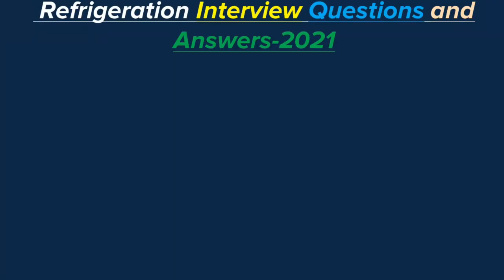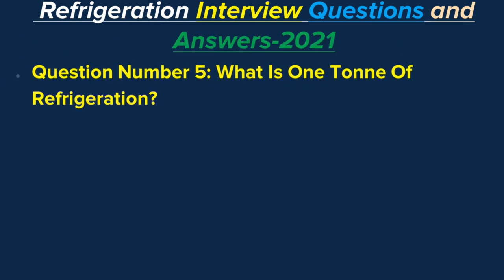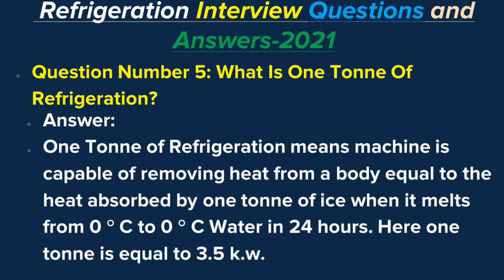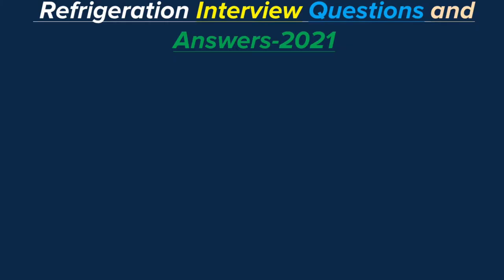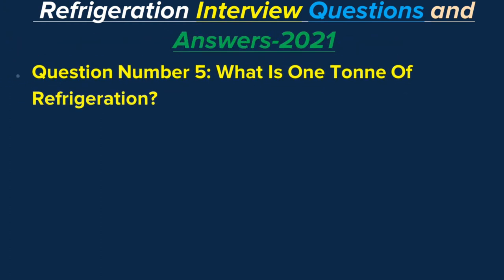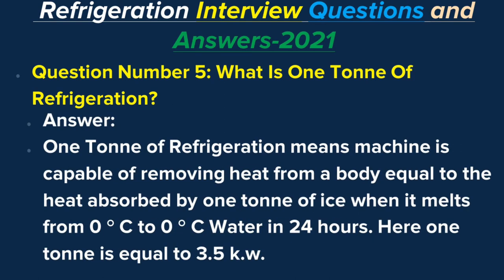Question number 5, what is 1 ton of refrigeration? Answer. 1 ton of refrigeration means machine is capable of removing heat from a body equal to the heat absorbed by 1 ton of ice when it melts from 0 degrees Celsius ice to 0 degrees Celsius water in 24 hours. Here 1 ton is equal to 3.5 kW.